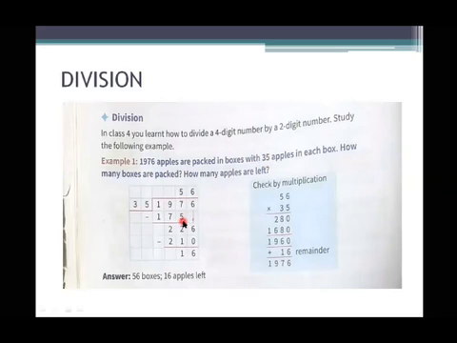When you divide by 35, as you may not know the 35 table, it is better to write the 35 table on the side. Then 35 fives are 175. If you subtract, 9 minus 7 is 2, 7 minus 5 is 2, then you bring the 6 down. Then 35 sixes are 210. So the remainder is 16. So the answer: 56 boxes you can pack and 16 apples will be left.